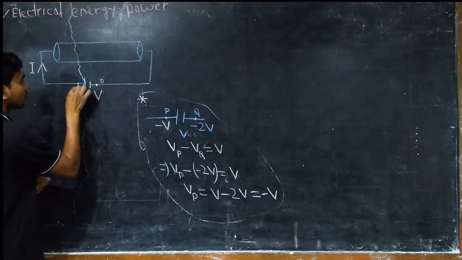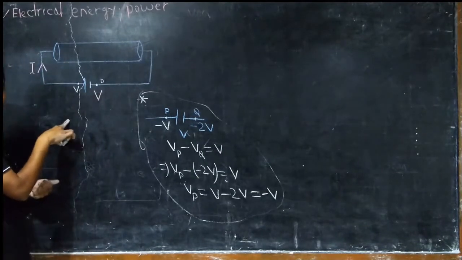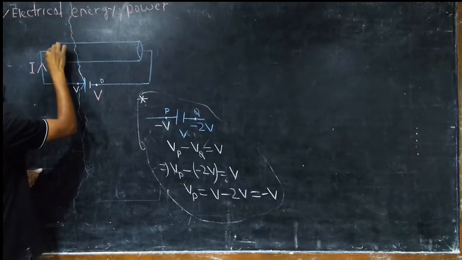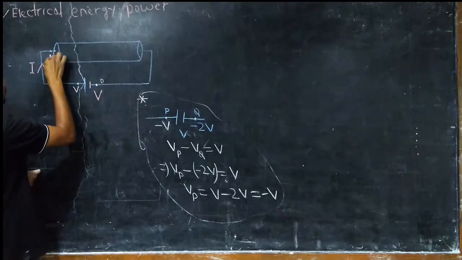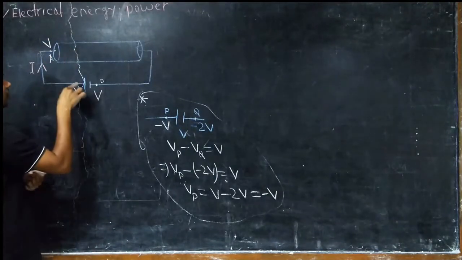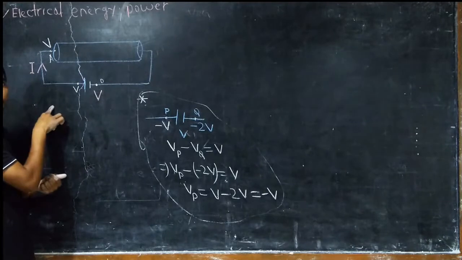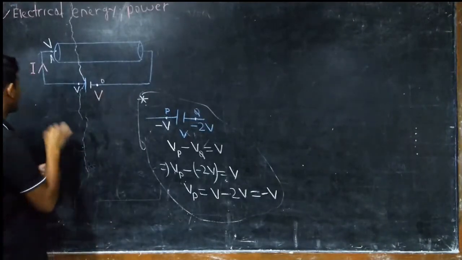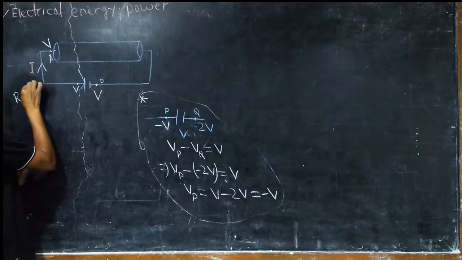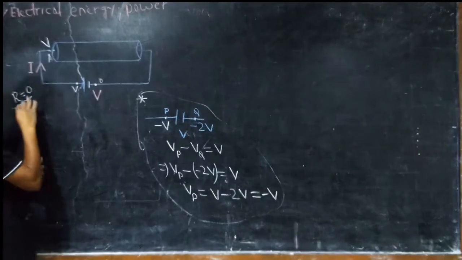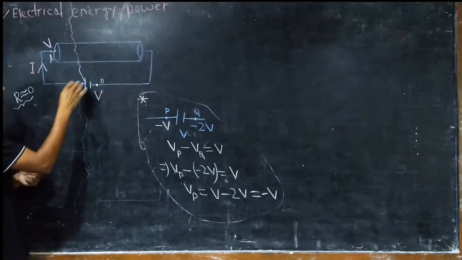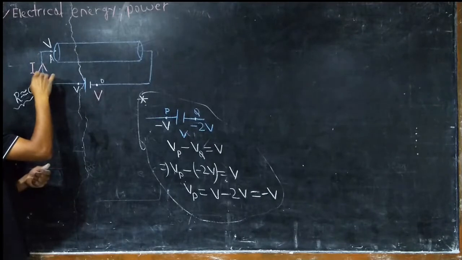In this direction how much potential will be? V, right? Now here, at this point, suppose I take a point A. Here potential will also be V, because this is your connecting wire. And a connecting wire has negligible resistance, essentially 0. There will be no potential drop across this wire, right?